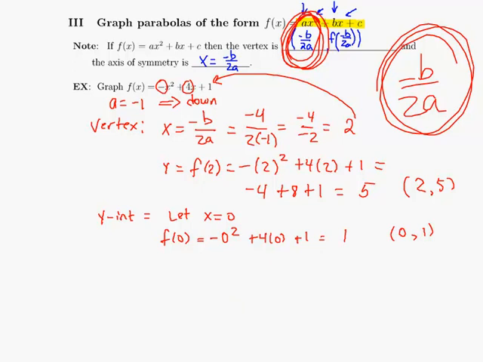Now let's graph those points and see if we have enough to determine exactly what curve we're looking at. Okay, so the vertex is at 2, 5, so over 2 and up 5. It's a down parabola. My y-intercept is 0, 1, so it goes over 2 and down 5. So over 2 and down 5 in this direction. It's symmetric. There is my parabola. Okay?